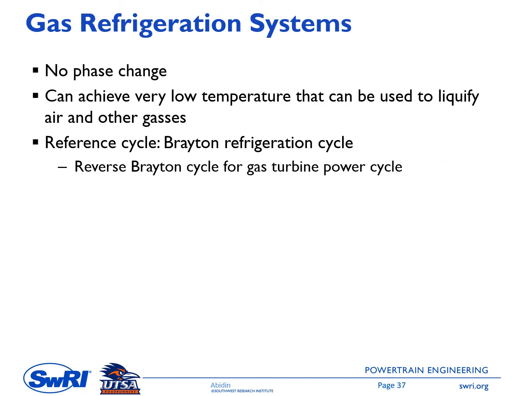The next type of refrigeration system is what is called a gas refrigeration system. In this gas refrigeration system, there is no phase change throughout the cycle, and it can achieve very low temperatures that can be used to liquefy air and other gases. For this gas refrigeration system, we use the Brayton cycle as a reference cycle. In this case, we reverse the Brayton power cycle for the gas turbine cycle.